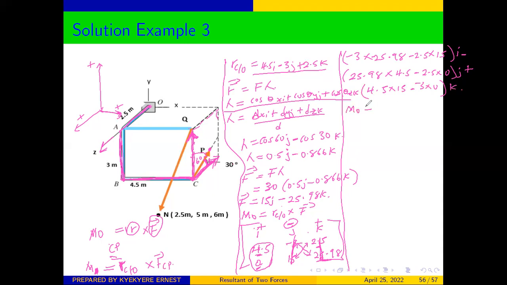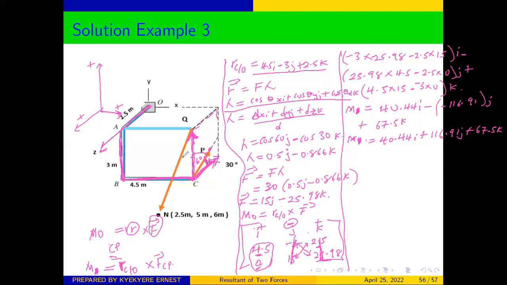And from that computation, our moment will be equal to 40.44 I minus, into bracket, negative 116.91 J plus 67.5 K. And from here, we can simplify this and say that our moment 1, which is for CP, is equal to 40.44 I plus 116.91 J plus 67.5 K. And from here, we have been able to determine our moment for force CP.